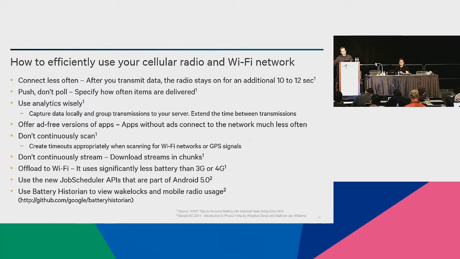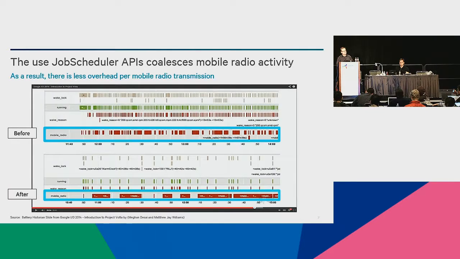And there's a new tool that you might want to check out called Battery Historian that basically records log data and will display it in a nice chart. And it gives you insight on your wake locks and your mobile data usage. So here's an example of the Battery Historian screen, and just an example of how Job Scheduler can improve the situation.